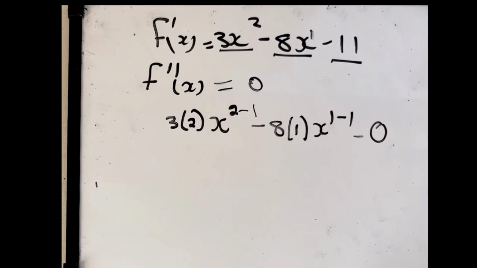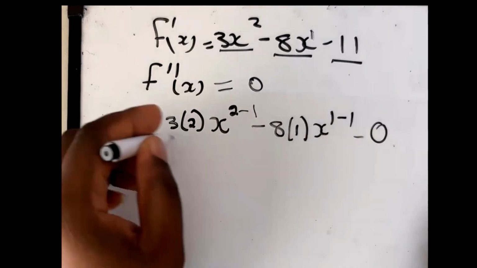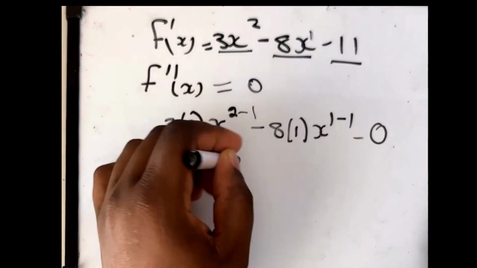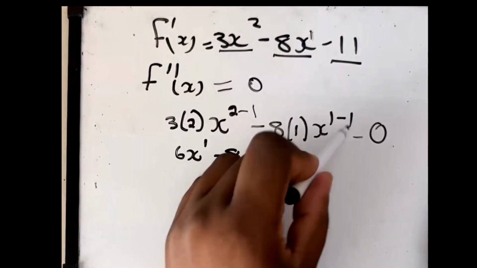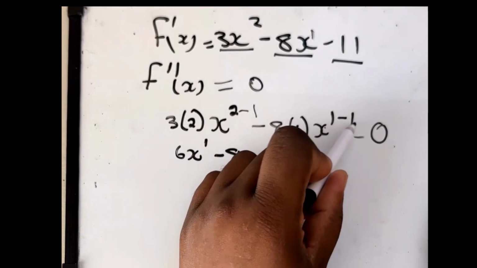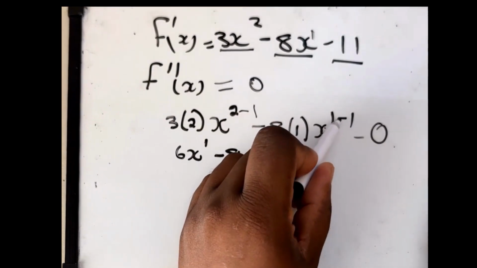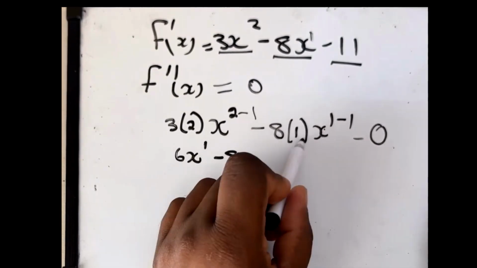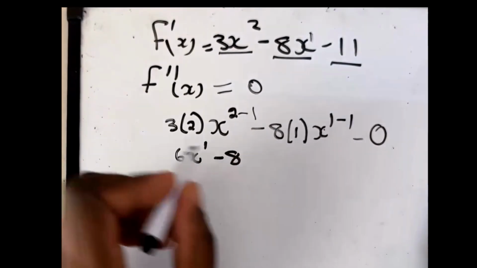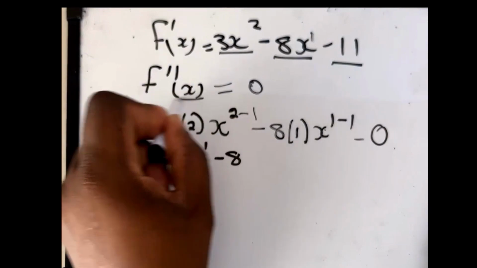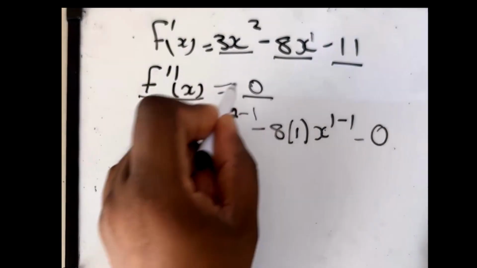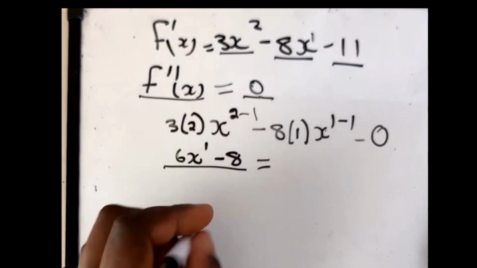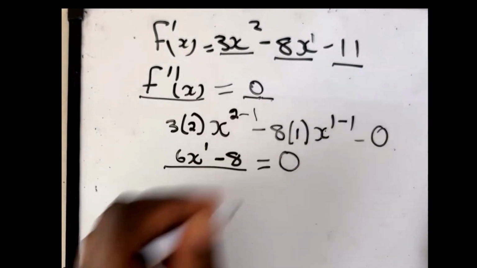Okay, and then we simplify. We will have 6x to the power of 1 minus 8. That's what remains, because here we'll have x to the power of 1 minus 1, and 1 minus 1 is 0. Anything to the power of 0 is 1, and we'll have minus 8 multiplied by 1 multiplied by 1, which is 8. Then this is the second derivative, and according to this rule, the whole equation must be equal to 0.